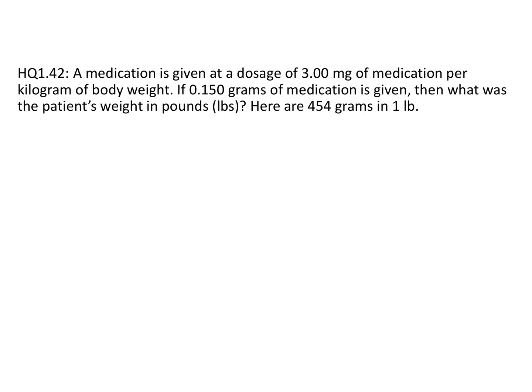Question 42 from the homework is just as challenging because, again, you're bombarded with many different numbers, and so it's hard to keep track of everything that we need and the steps involved. But we have a medication that's given at a dosage of 3 milligrams of that medicine per kilogram of the body weight of that patient. If you give a patient 0.15 grams of medication, what was the weight of that patient in pounds, given the conversion of grams to pounds?